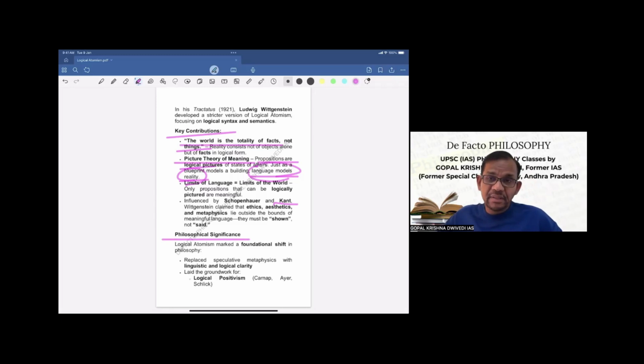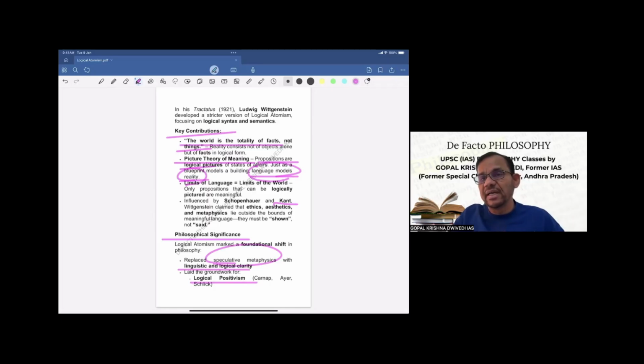This theory marked a foundational shift in philosophy because it came just after idealism. You can understand the scenario at that point of time. So this is basically common sense realism. Logical atomism marked a foundational shift in philosophy and replaced speculative metaphysics. Speculative metaphysics is basically what was given by idealism. With linguistic and logical clarity, it laid the groundwork for logical positivism, because on this basis the next philosophers, Carnap, Ayer, and Schlick, whom we saw yesterday, built their work.